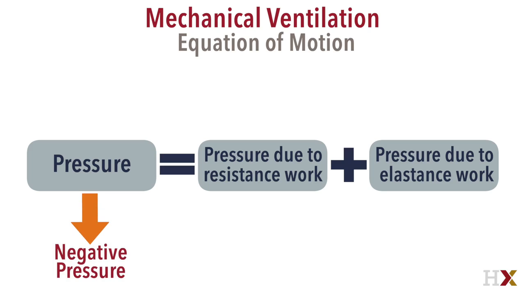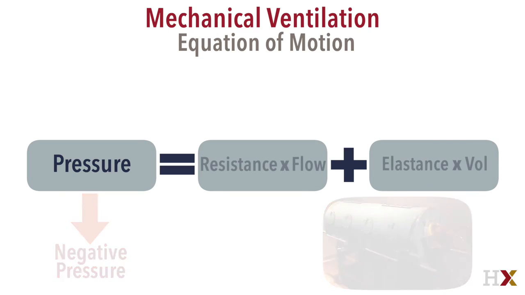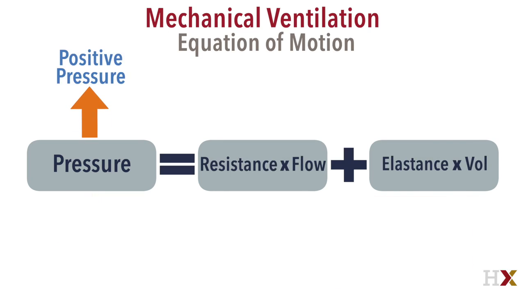Spontaneous breathing patients generate negative pressure to do this work, and the first widely used type of mechanical ventilation to assist or take over this work was based on this concept of negative pressure, the iron lung. Modern mechanical ventilation no longer uses negative pressure. Instead, it generates positive pressure to overcome this work.